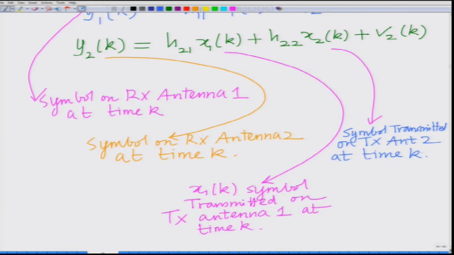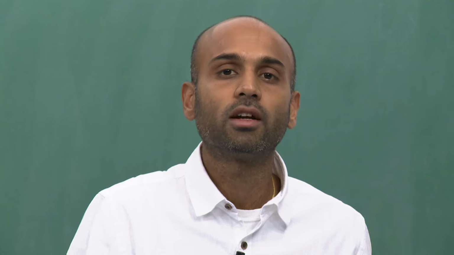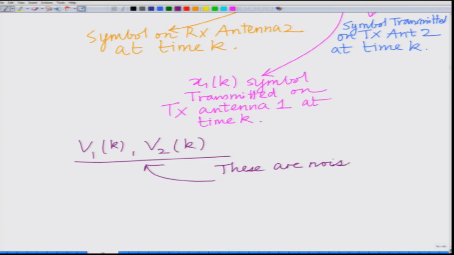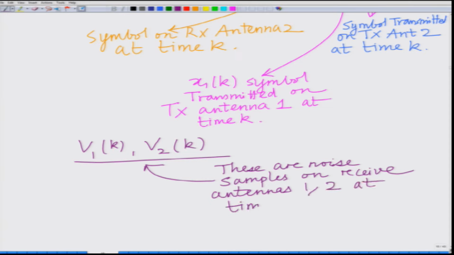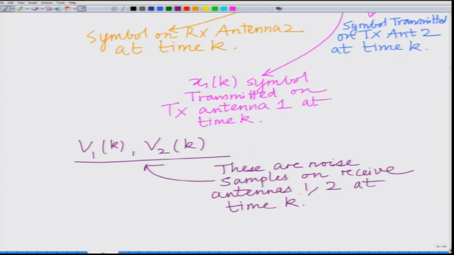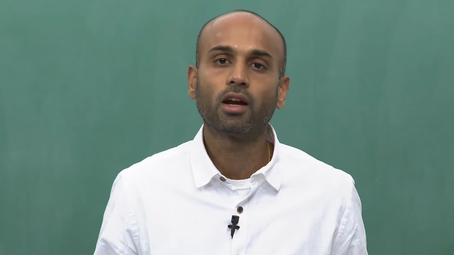And similarly your V1k and V2k are the noise samples on receive antennas 1 and 2 at time instant k. Okay. So, V1k, what are these? These are noise samples on receive antennas 1, 2 at time k, and therefore, now what I am going to do, I am going to write this input output model for this 2 cross 2 MIMO system using vector notation, and I can write this as follows.